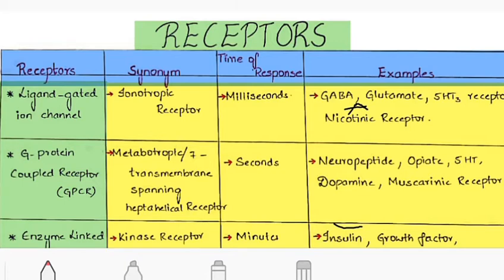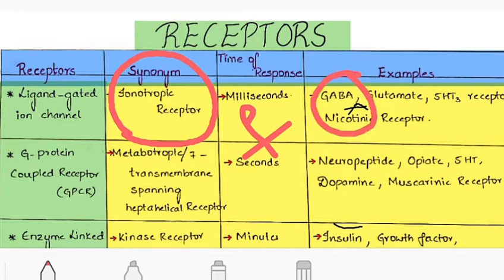Let us start our discussion with ligand-gated ion channels. They are also called ionotropic receptors because here the ions are going to be exchanged, and the time of response is only in milliseconds. That's why this receptor is the fastest responding receptor. The examples are GABA A, glutamate, 5-HT3 receptor and nicotinic receptor. Here GABA A and 5-HT3 receptors are very important for the GPAT orientation.